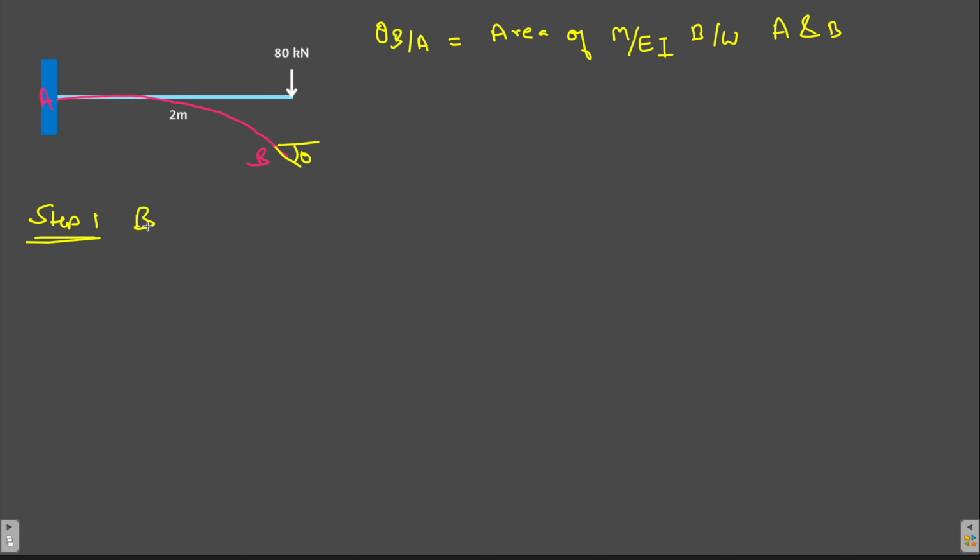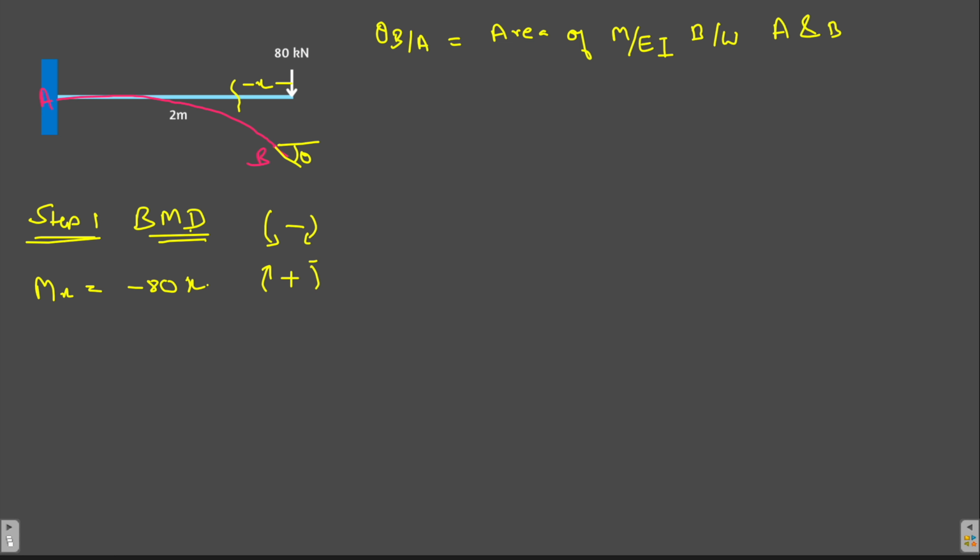Draw the BMD. For BMD, let's take a section at a distance x from here. Let me write the moment equation. So moment equation will be minus 80 into x. Now this is a hogging moment. I'm writing the sign convention for bending moment diagram. I'm taking hogging moment as negative and the sagging moment as positive.